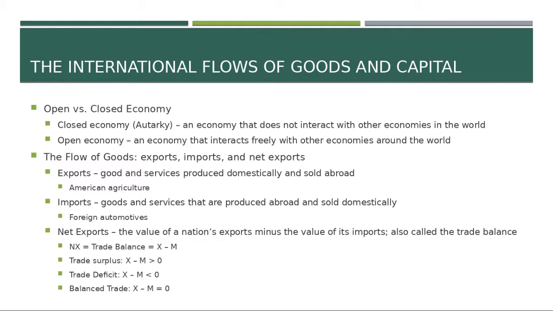Now, net exports is simply the value of a nation's exports minus the value of its imports, also called the trade balance. Now, a simple equation for this is that NX equals trade balance, and that is exports minus imports. So if your exports minus imports is greater than zero, you're running a trade surplus. You're exporting more than you are importing. Related, if you have exports less than imports, you are running a trade deficit. This is typically what the United States operates under. And if you have balanced trade, this means that your exports minus your imports equals zero, or everything is in balance.